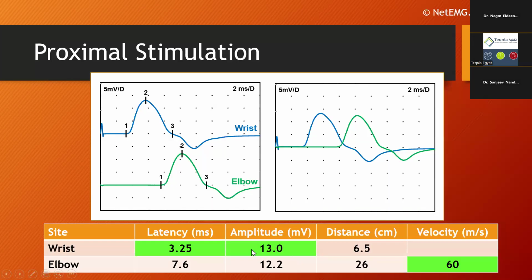So here is our summary results: latency, amplitude, distance, and velocity. If we were to superimpose the traces, you will see that there is hardly any change in amplitude. The waveform at proximal stimulation looks very similar to that at distal stimulation. There is a slight change, but not a very significant change. This is the pattern that is seen in healthy, normal nerves.